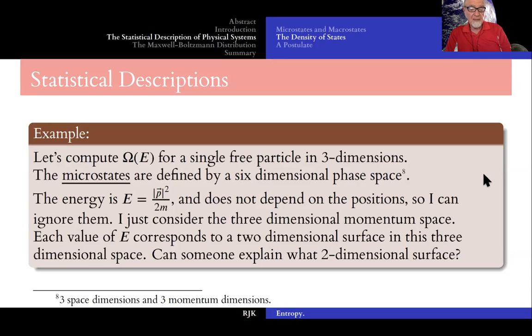Now the energy is the magnitude of the momentum squared divided by 2m, because it's a scalar, not a vector. The momentum has 3 dimensions because it has a Vx, a Vy, and a Vz, but the energy is the magnitude of that vector, squared, and it doesn't depend on the positions. So in this case I can ignore them and just consider the 3-dimensional momentum space.